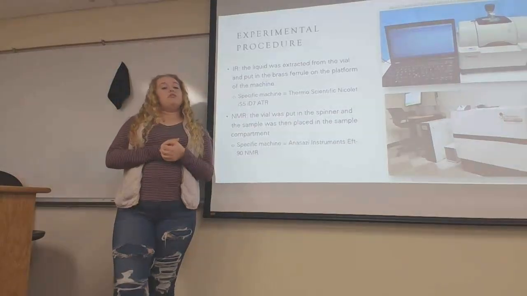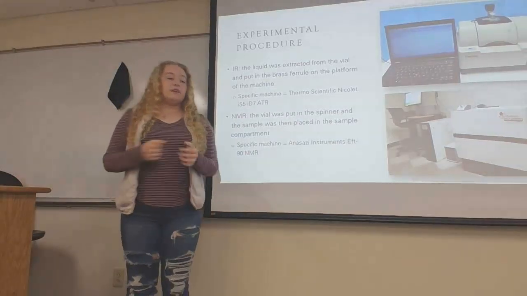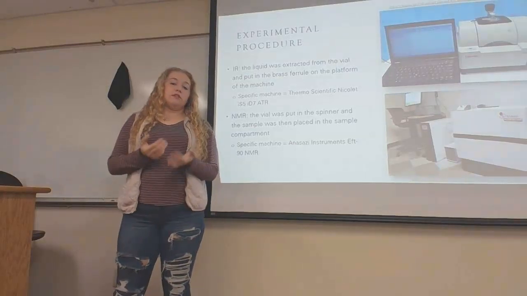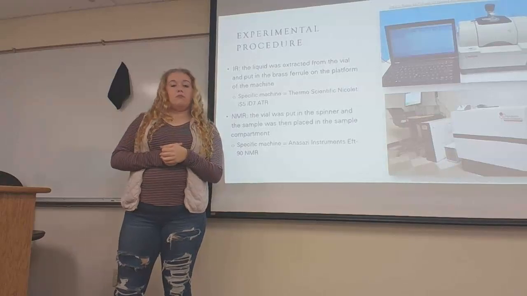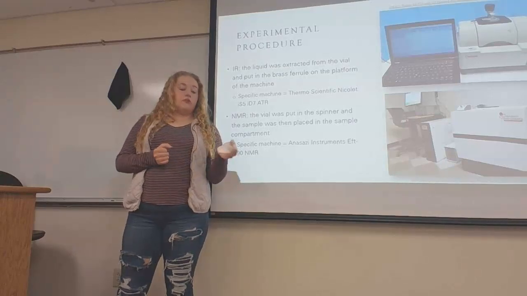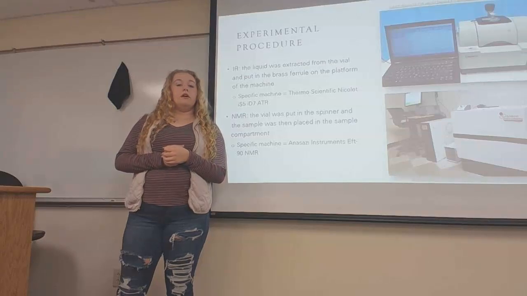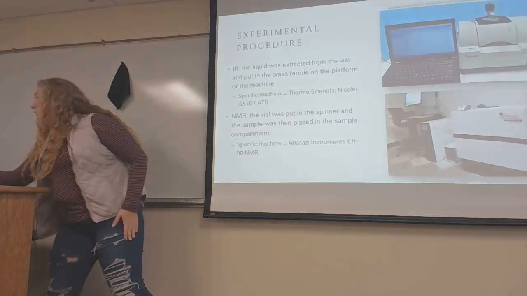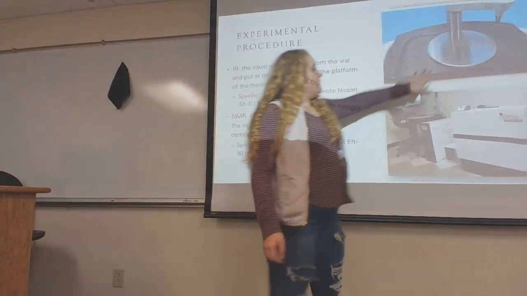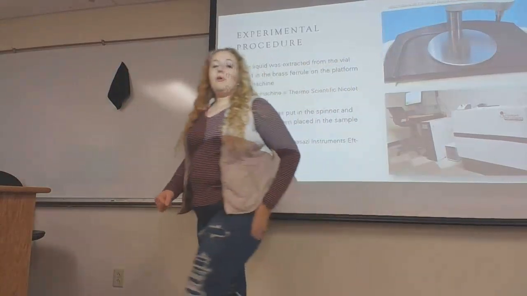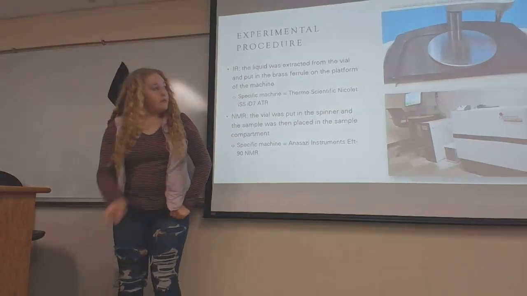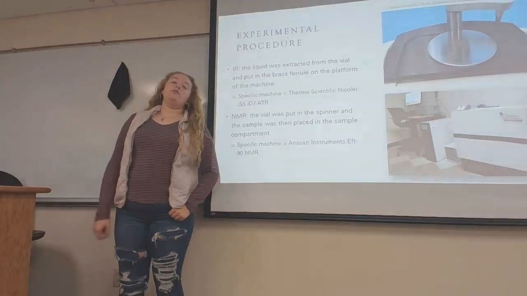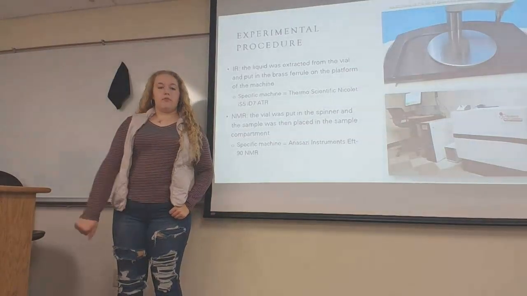For the experimental procedure, we ran an NMR and an IR test. For the IR, we were each given a specific vial. So for example, mine was vial 20. Once we assembled the pipette, the glass part of the pipette and the pipette ball, we made sure that we had a brass ferrule placed in the center of the IR machine, which is right here. Once the brass ferrule was centered on top of the diamond crystal in the center there, we put our liquid 1/2 to 2/3 of the way full into that brass ferrule.